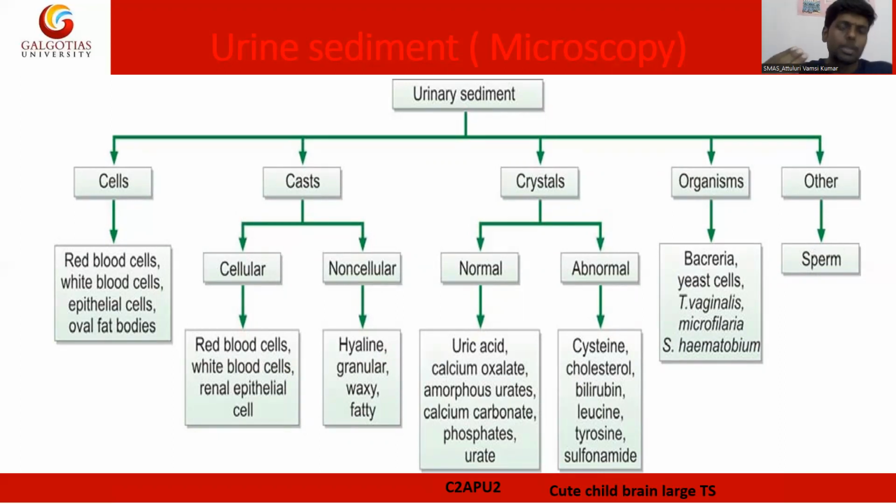Whereas crystals: the presence of crystals in urine is a common phenomenon, but we need to distinguish the normal crystals from the abnormal crystals. Usually the normal crystals suspended in the urine are uric acid, calcium oxalate, amorphous urate, calcium carbonate, phosphate, and urate crystals. Whereas the abnormal crystals we can see in the urine are cystine, cholesterol, bilirubin, leucine, tyrosine, and sulfonamide crystals. The detection of these crystals gives us crucial information about the pathological status of the patient, especially the hemolytic status.